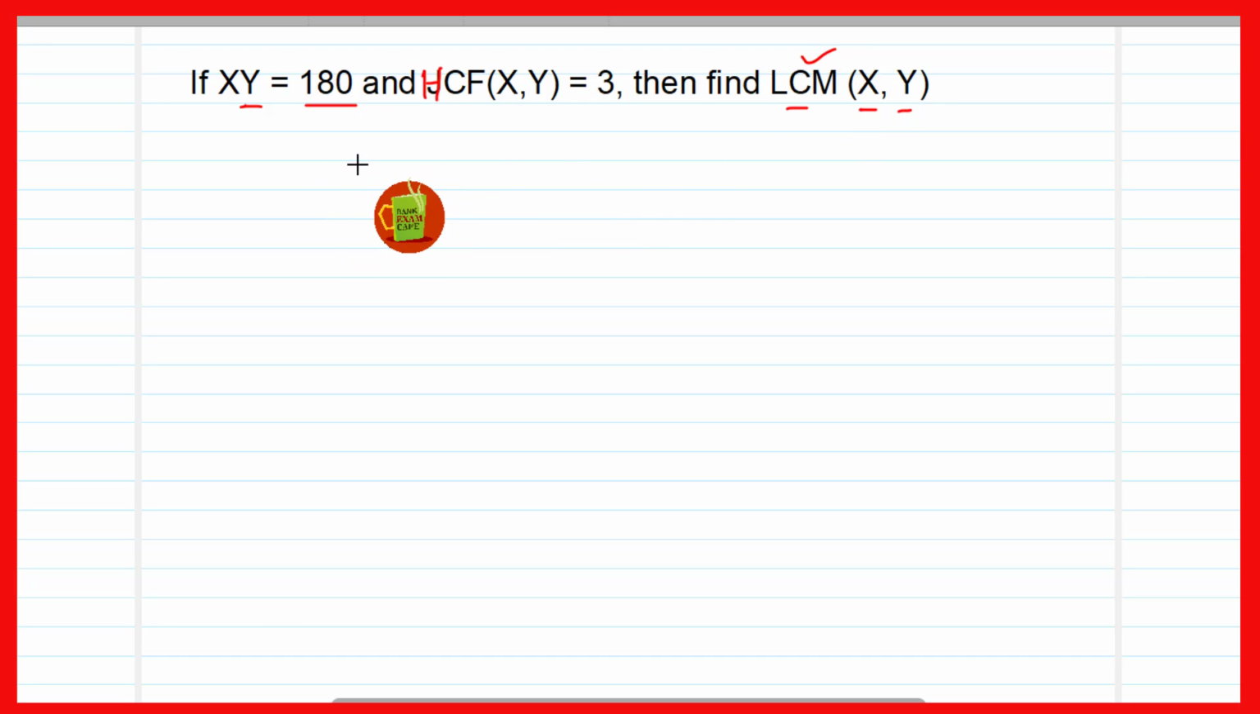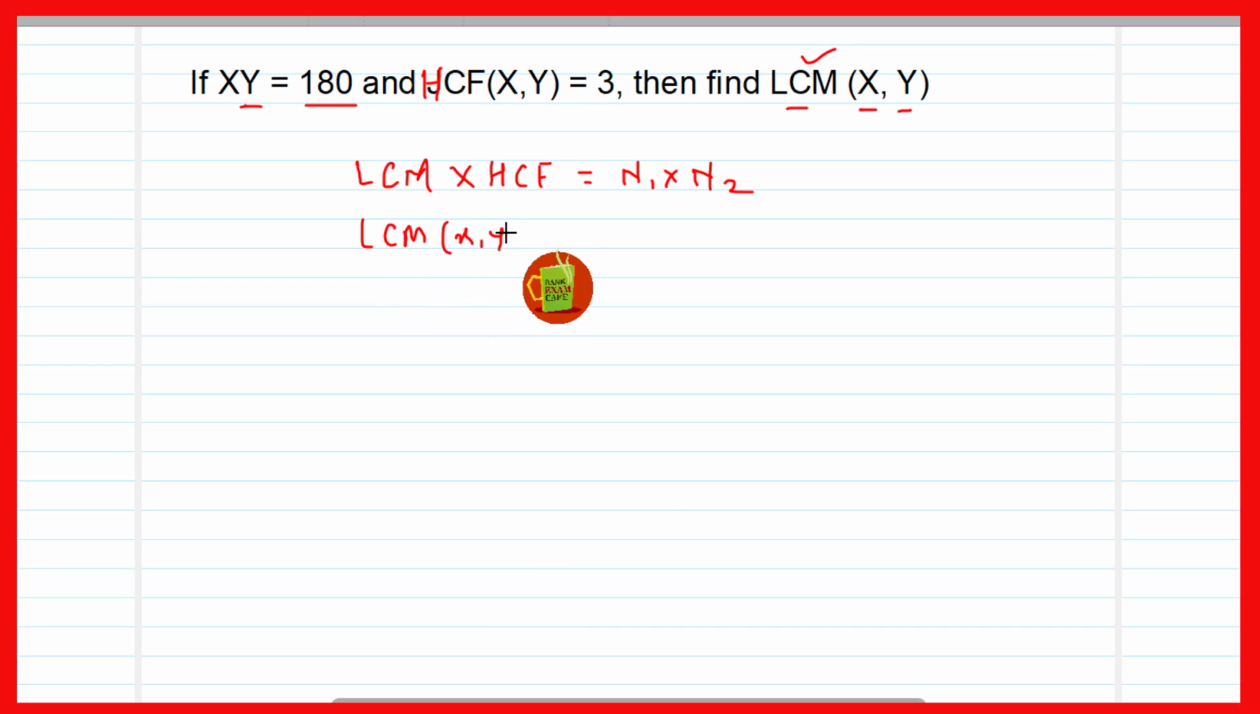Friends, we know that LCM of the two numbers multiplied by HCF of those two numbers is equal to the product of the two numbers. So LCM we have to calculate. LCM of x and y multiplied by HCF, which is given to us as 3, is equal to the product of the two numbers, which is directly given to us as 180.